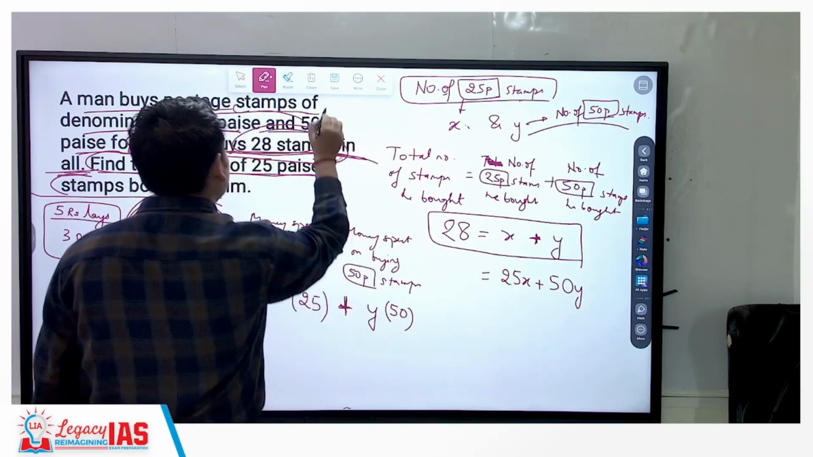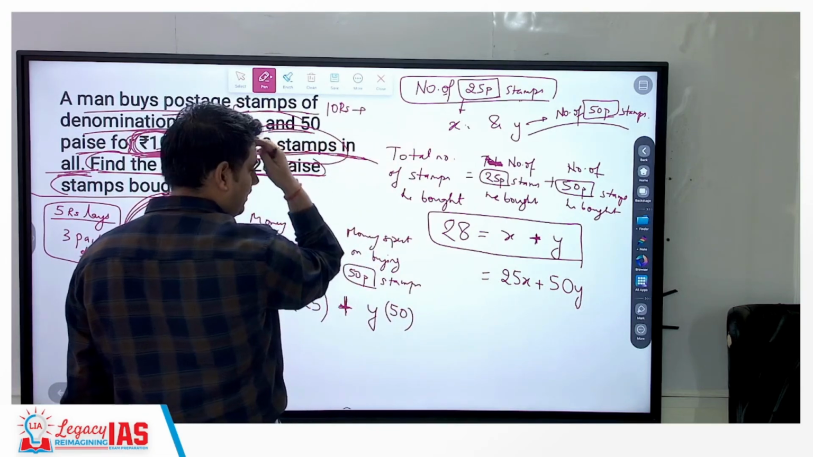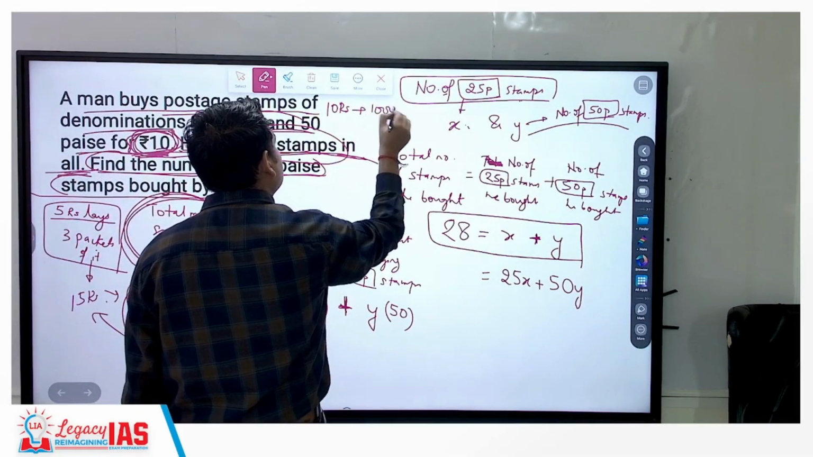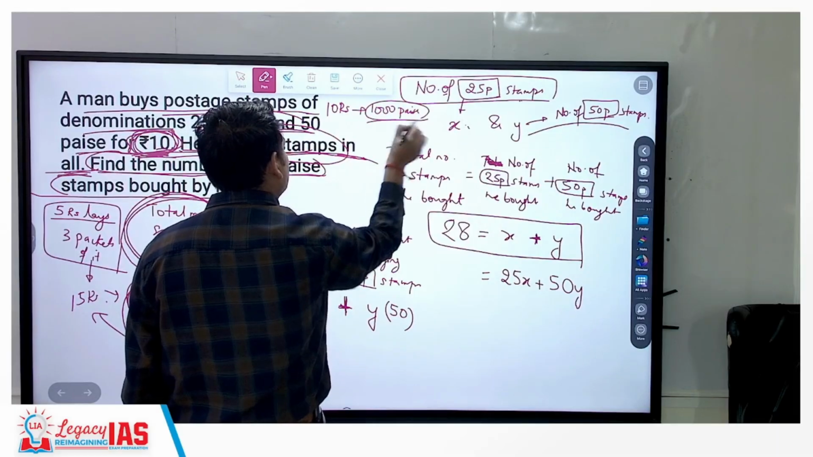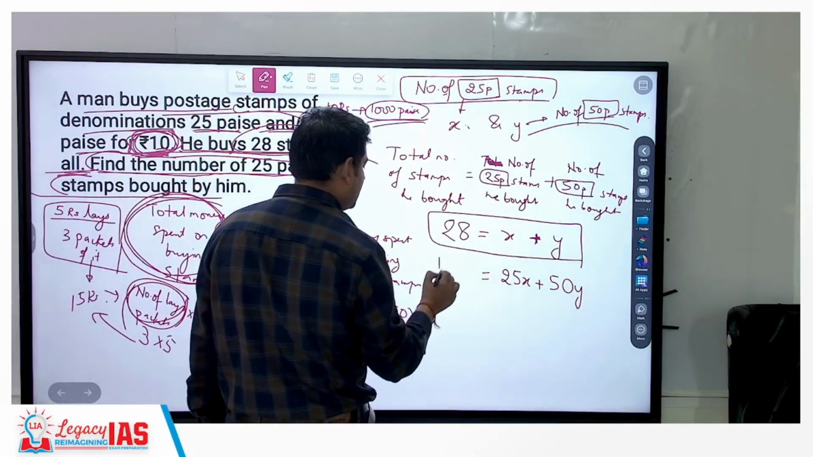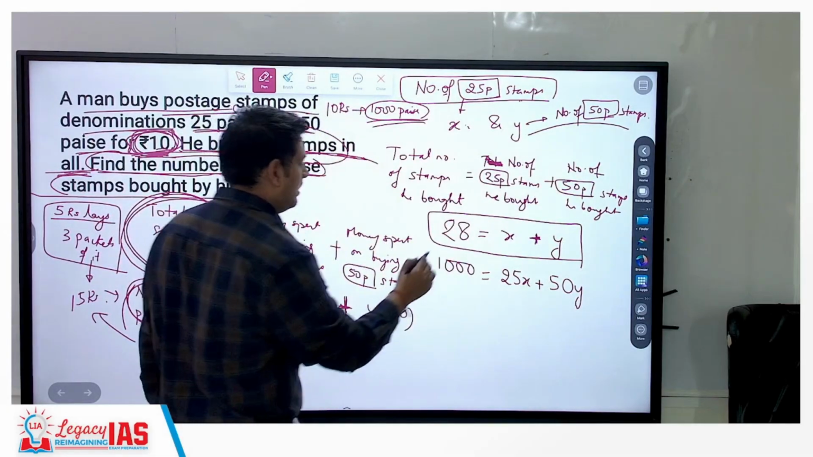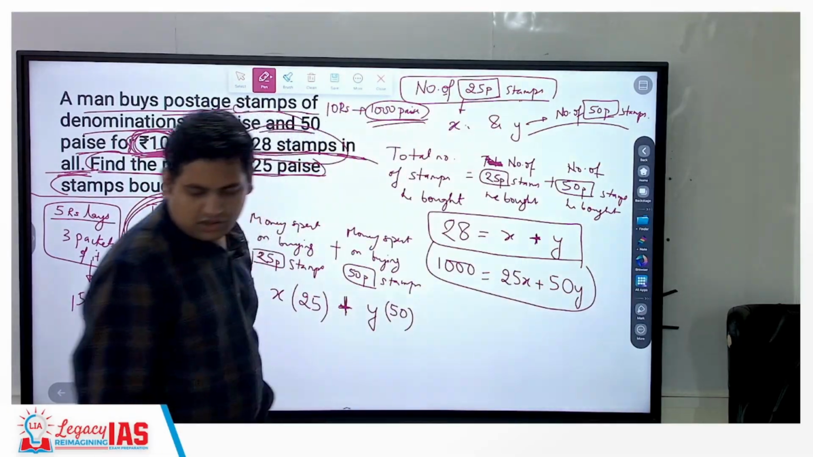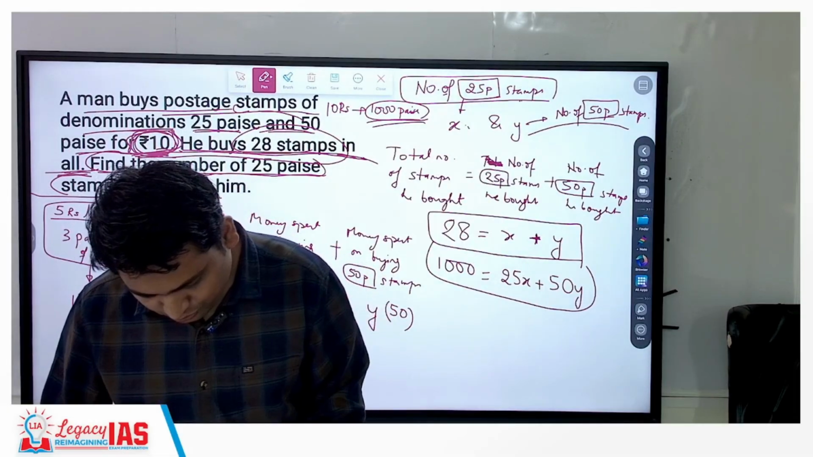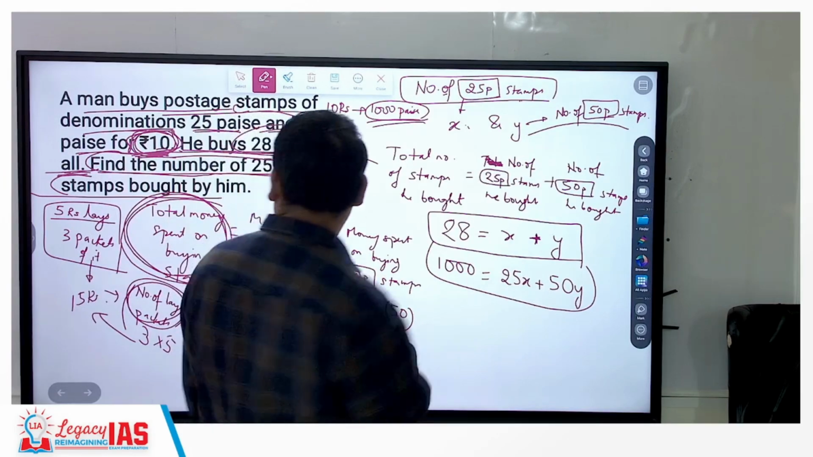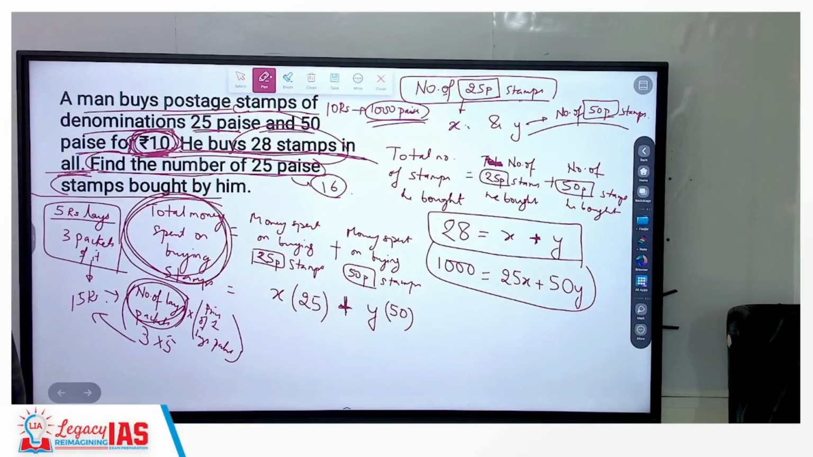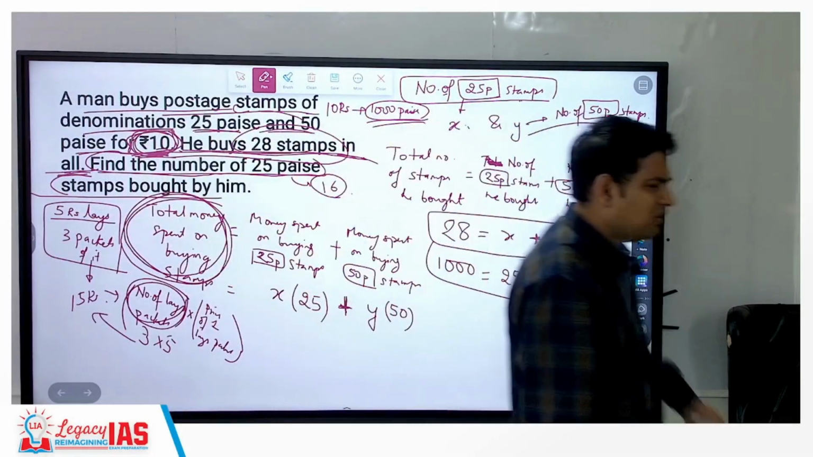So you first convert 10 rupees into paise. 10 rupees means how many paise? 1 rupee is 100 paise. So this becomes 1000 paise. Correct? So here, instead of 10 rupees, what will you write? 1000. That's it. These are your two equations. If you solve them, you will get your answer. The answer comes out to be 16 25 paise stamps were bought. These two equations you solve. This you can easily do.